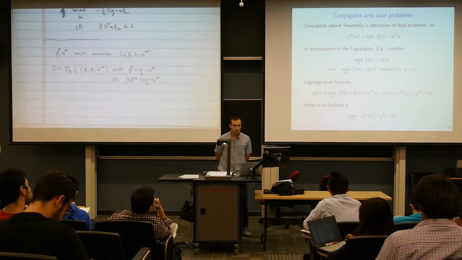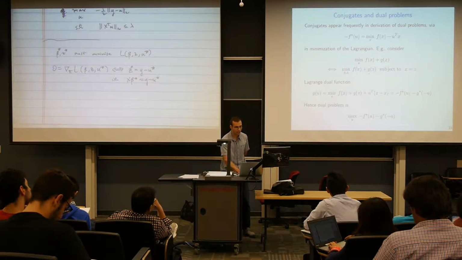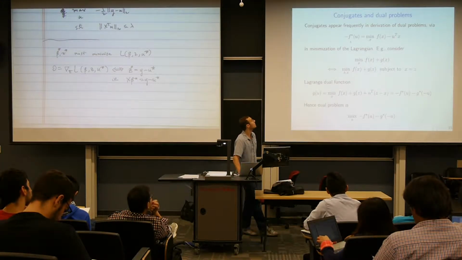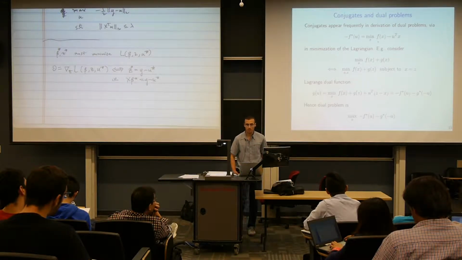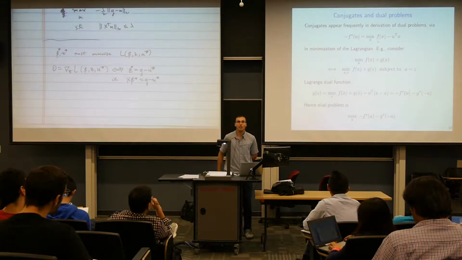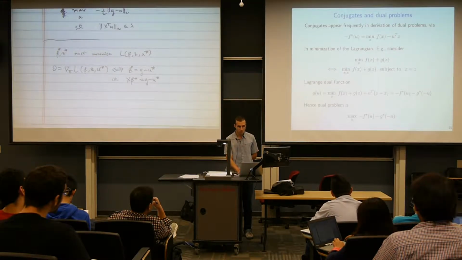Conjugates pop up frequently in the derivation of dual problems. Why? It's simply because by the definition of the conjugate, the negative conjugate of f is equal to the minimum over all x of f of x minus u transpose x. All I've done is take the negative on both sides of the definition of the conjugate to get this expression. And what does this look like to you?